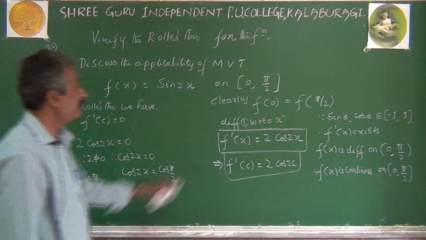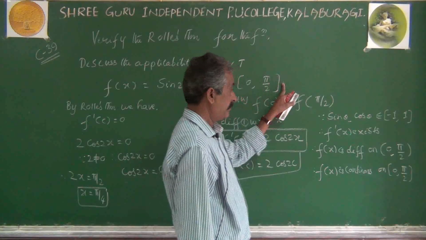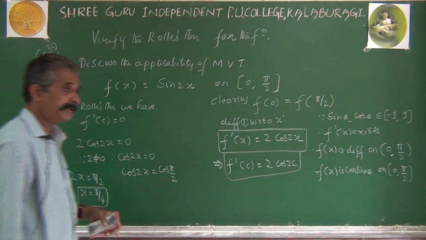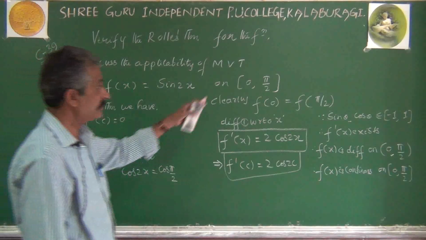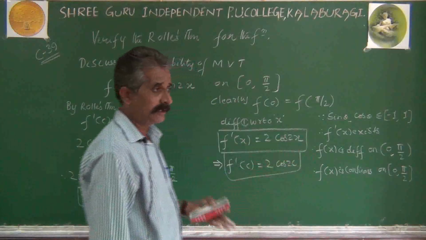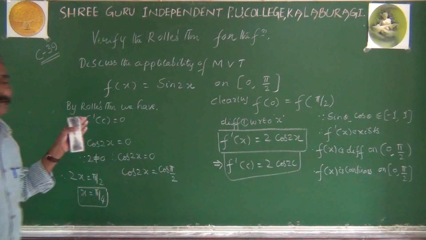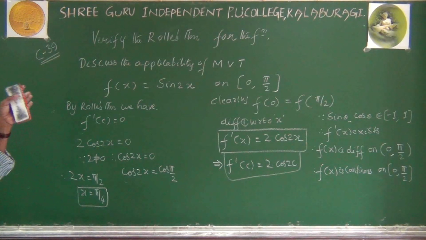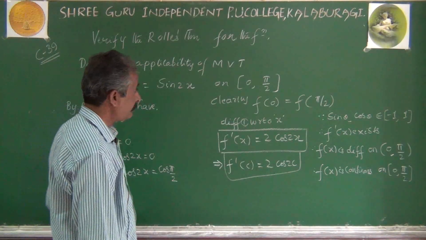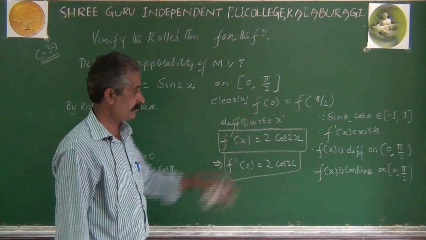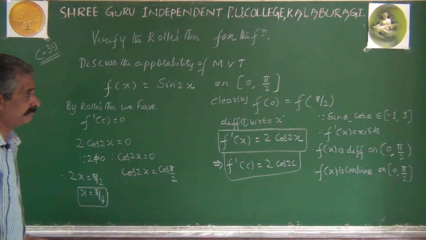What is the interval? 0 to 90 degrees. We got 45 degrees, which very well lies in the interval. In fact, it is the centralmost value. In the word Rolle's mean value theorem, the word mean value appears because this is the arithmetic mean of the numbers 0 and pi by 2.